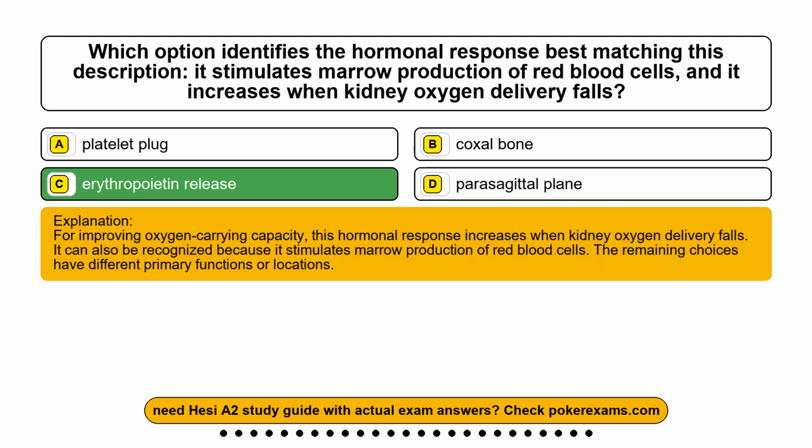For improving oxygen-carrying capacity, this hormonal response increases when kidney oxygen delivery falls. It can also be recognized because it stimulates marrow production of red blood cells. The remaining choices have different primary functions or locations.